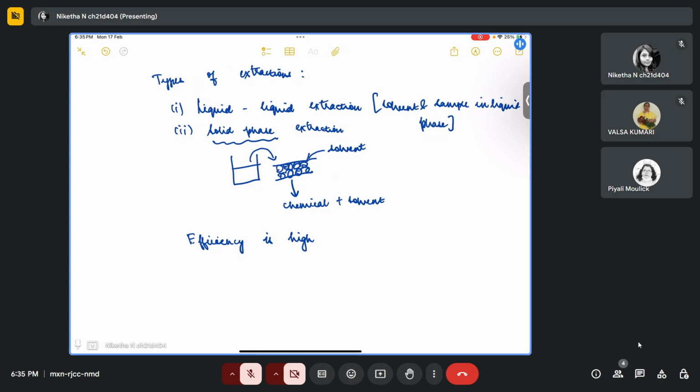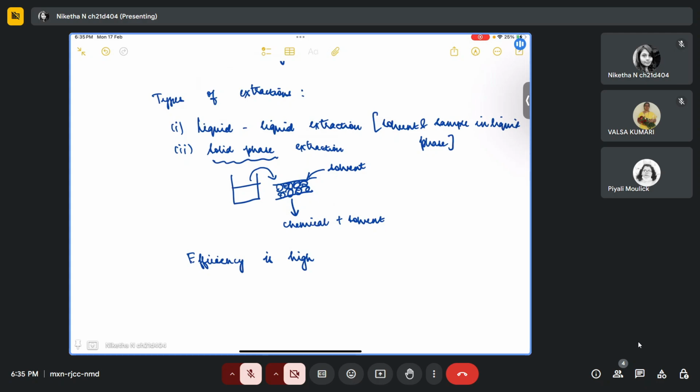In case the efficiency is low, for example, you have 100% of the chemical in the sample and only about 85% is getting adsorbed, then it is a loss, right? You have only 85%, and the remaining 15% is going to be in the sample itself. So when you analyze the chemical that is coming out of it, it is going to be only 85%, not 100%. So there is a loss.